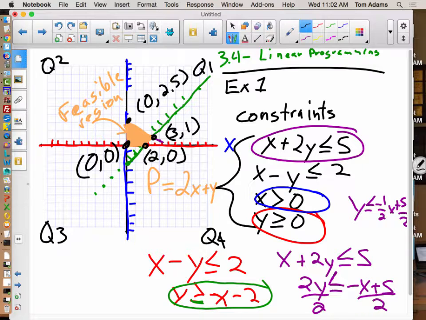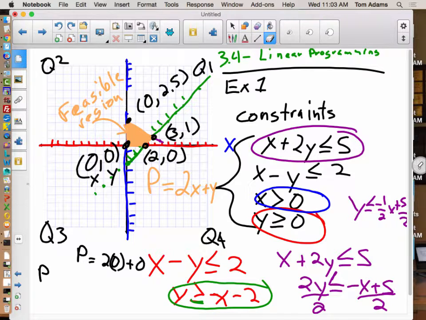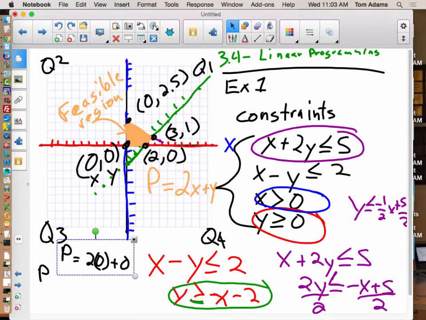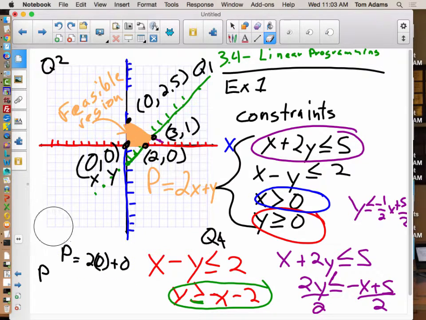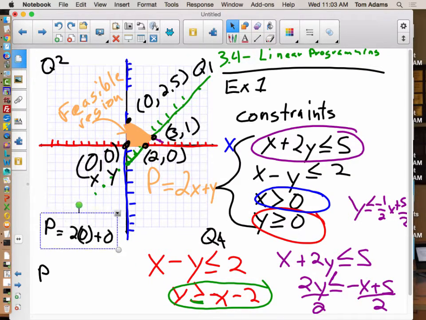Yep. So now that I've graphed the constraints, and I go to the vertices, one of those will work. Well, we want a maximum p-value. So what I'm going to do is say p is equal to 2 times 0 plus 0. So this is my x value, this is my y value, and I'm plugging that in. That gives me p equals 0, right? So now we're going to do another one. If I wanted to be a little more formal, let me erase this.